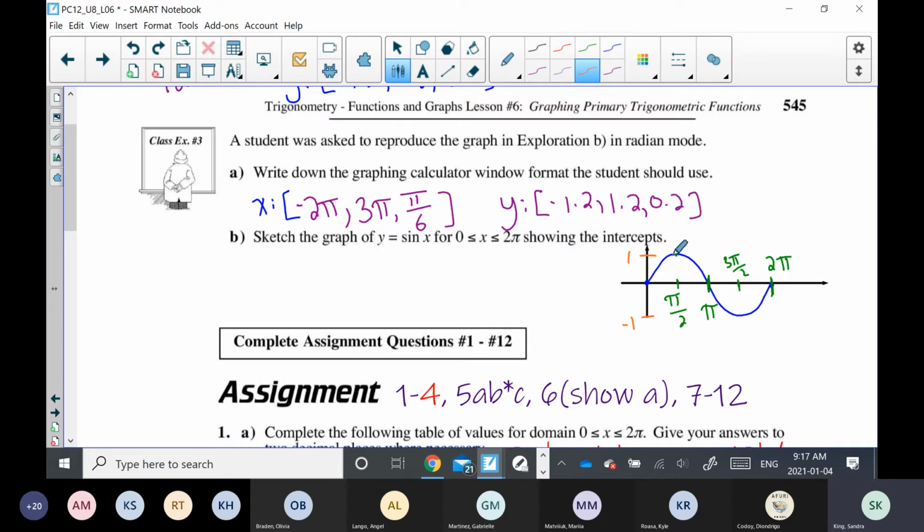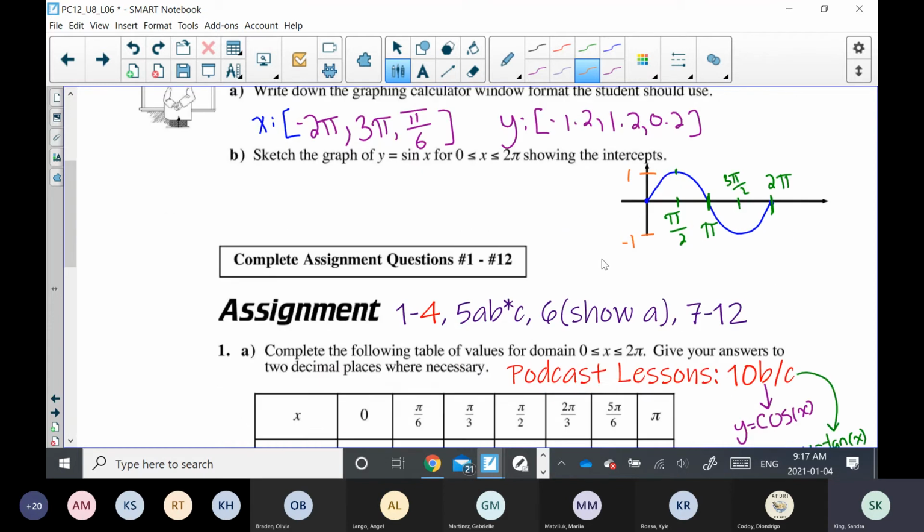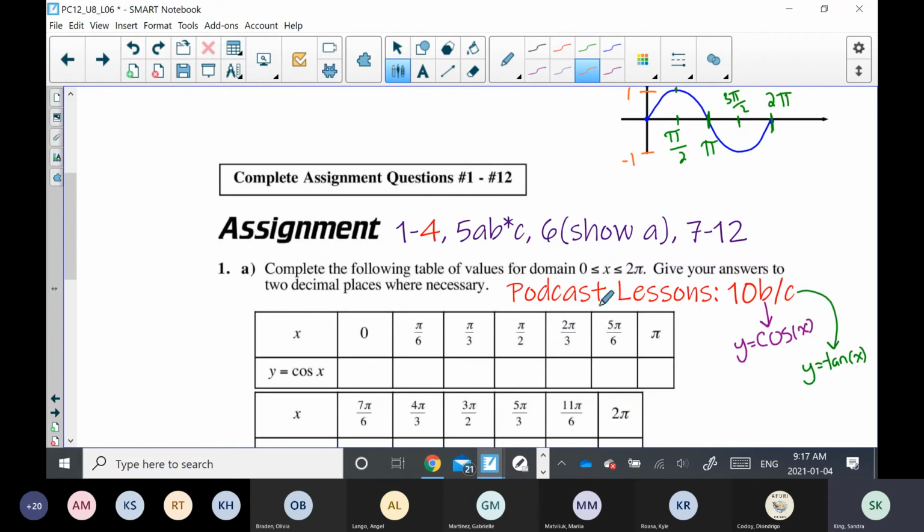Okay, here are your homework questions. Take a minute to circle these, and then we're going to look at 2 questions together. I want you to circle 1 to 4. I want you to circle 5, A, B, C, 6A, and 7 to 12. So get all of that circled.